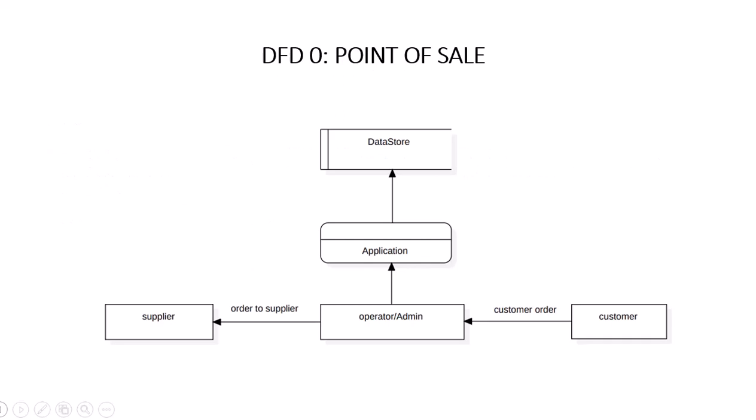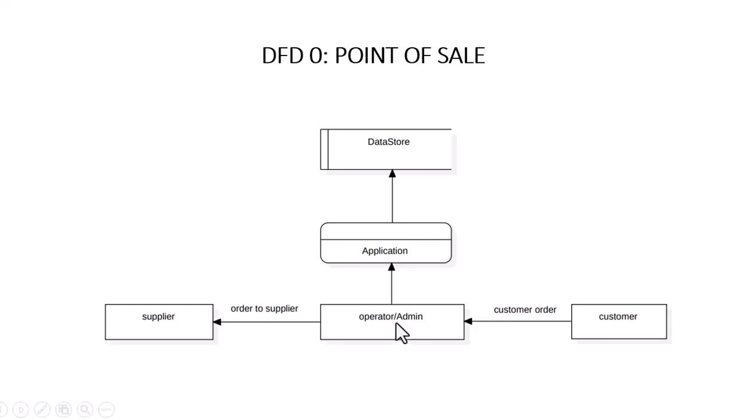See this example, where a DFD is drawn for a point of sale system. This is the UML notation used for the application. This is for the data store. Here we are not mentioning the detailed components, just the application. The application contains the detailed components, but in DFD 0 there is no need.